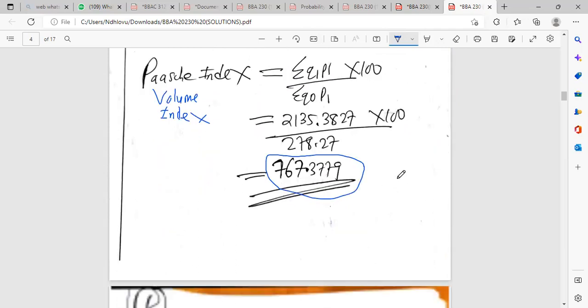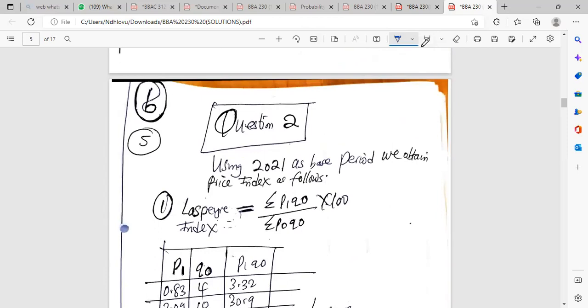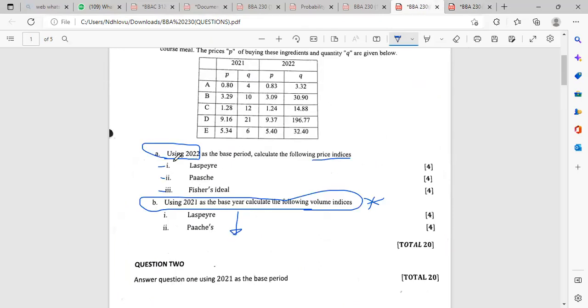In question two, we are just sorting it out using 2021 as a base period. Initially, it was using 2022 as a base. So we are finding these three components: the Laspeyres, the Paasche, and the Fisher, using now 2021 as a base. We are doing almost the same, just using 2021 as a base.